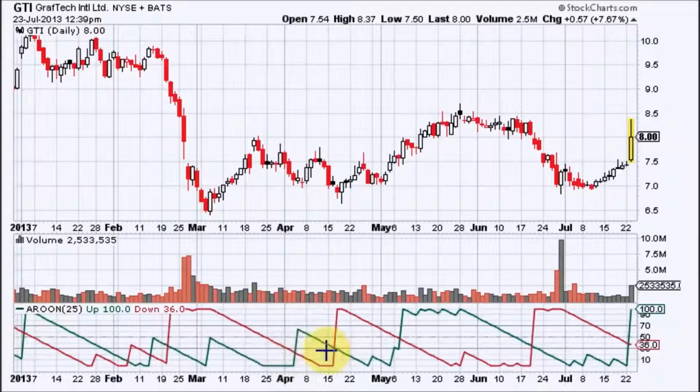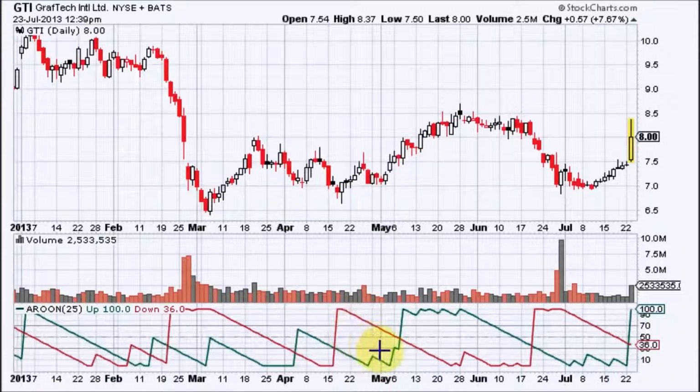But then it does another cross, another consolidation period. This time it's a bearish cross with Aroon Down crossing up through Aroon Up and going to the top of the range here at 100. Okay, and that was a pretty strong downtrend right there.